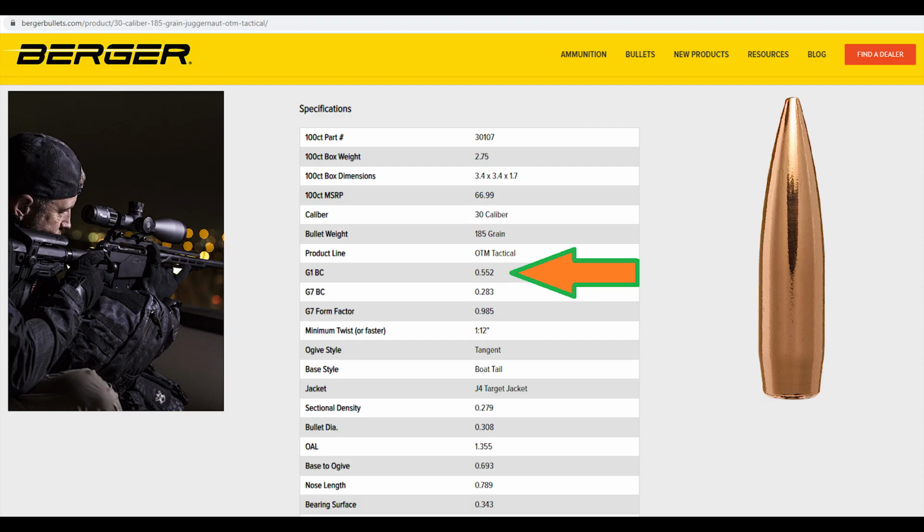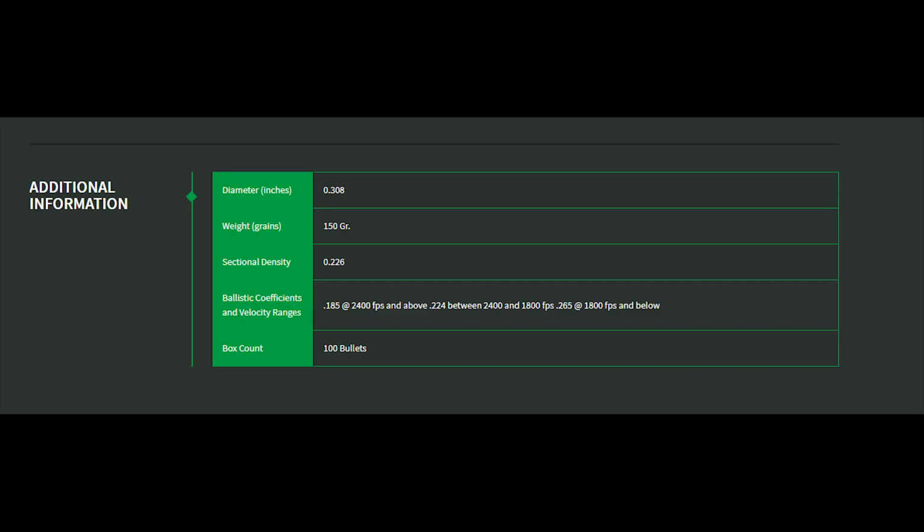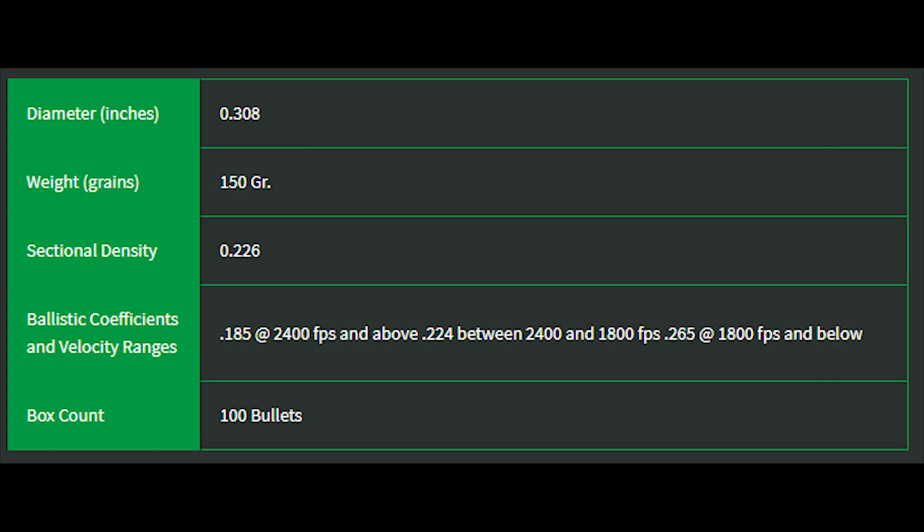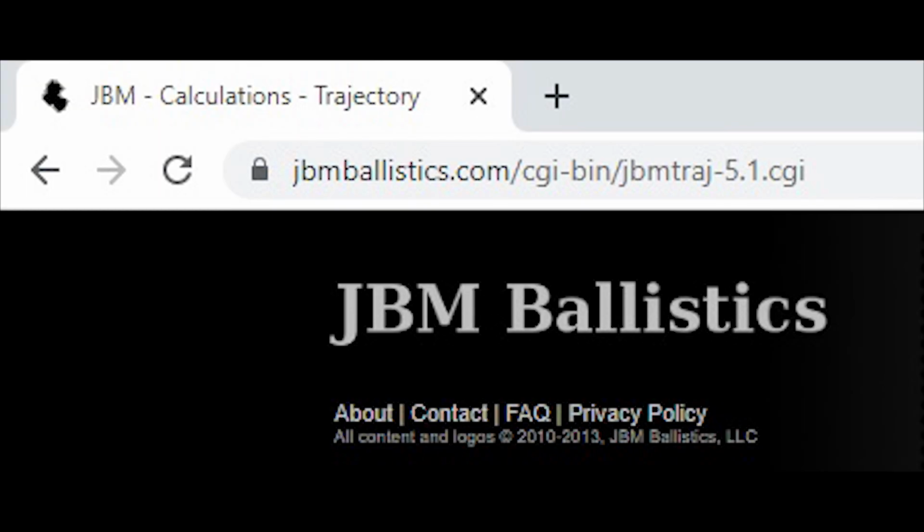Comparing the ballistic coefficient of these two projectiles, the 185 grain Juggernaut has a G1 BC of 0.552 according to the box. And the Sierra 150 grain FN is advertised to have a G1 BC of only about 0.224. Note that I'm being generous here in that the BC is actually a little lower than that for the Sierra 150 grain FN at higher velocities. But this is good enough to illustrate the first point. Let's go over to JBM Ballistics and calculate some trajectory data.